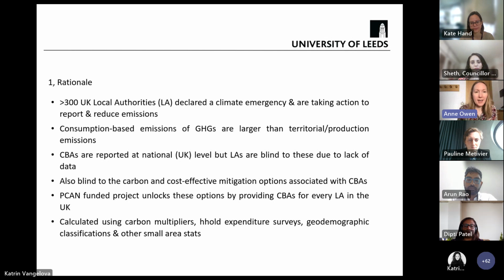So I received funding from PCAN, which is the Place-Based Climate Action Network, to try and unlock some of these consumption options by providing consumption-based accounts for every local authority in the UK. Basically, the way these are calculated is you have a carbon multiplier, which is the carbon emissions per UK pound spent, some surveys that understand how people spend their money, so on what goods and how much, and other sort of geodemographic data, so sort of spatial data about places.